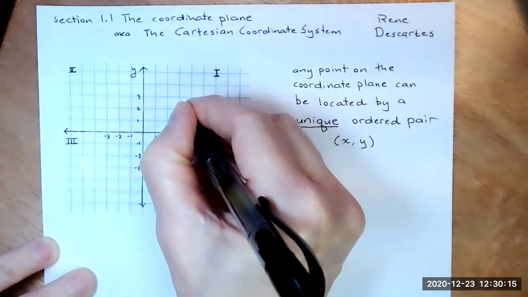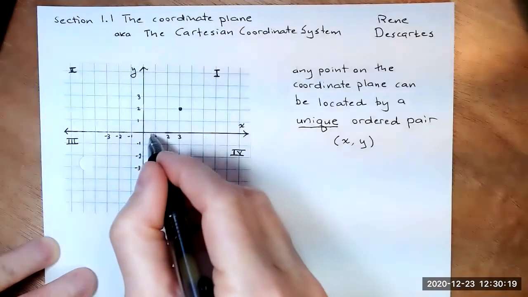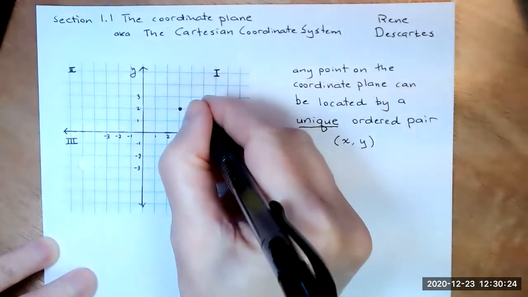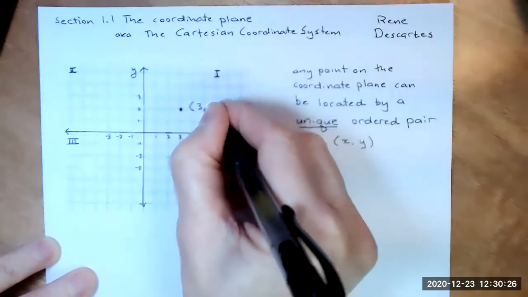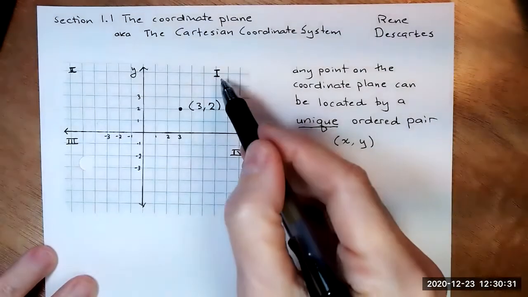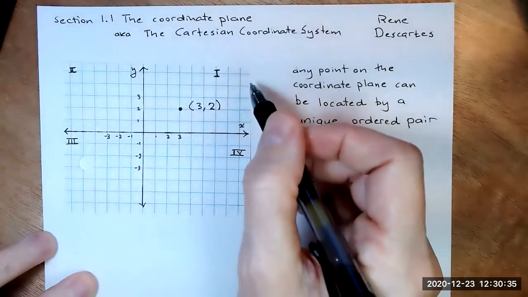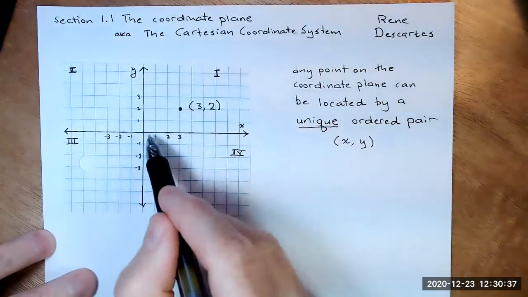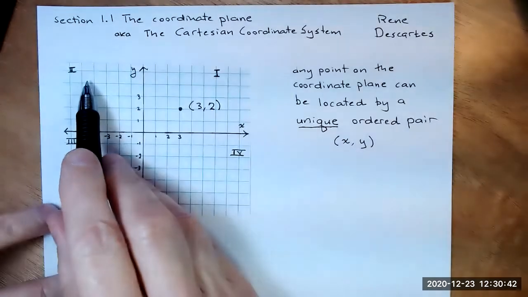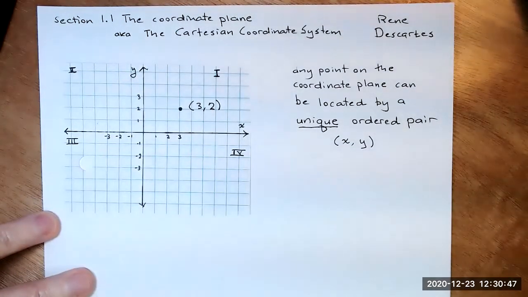So for example, the address for this point is its x-coordinate and y-coordinate. So this would be the point 3, 2. And you may be wondering what these Roman numerals are. Those are the quadrants. So the quadrant where x and y are both positive is the first quadrant. And we go counterclockwise. The second quadrant is here. This is the third and fourth.